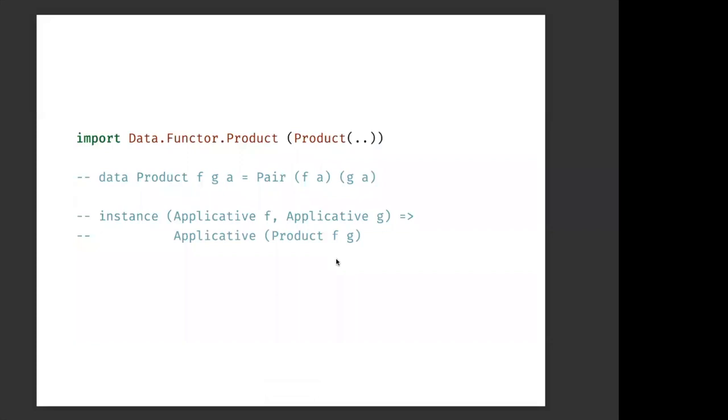The more interesting one, and the one that I'm going to use in a bit, is product composition. If F is applicative and G is applicative, then the product of F and G is applicative. The product of F and G just means you have a tuple of F A and G A. If I have a pair of F A, G A and a pair of F A to B, G A to B, then I can get the pair F B and G B. So that's product composition.